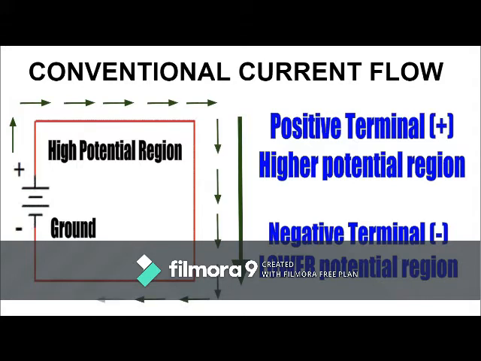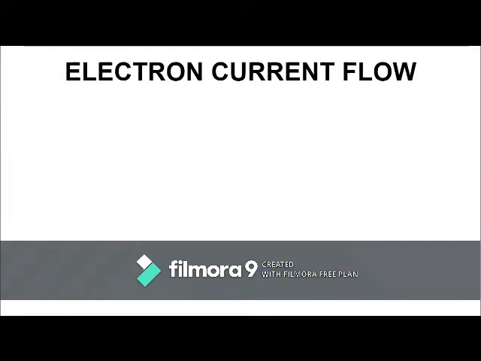It's actually quite easier to understand conventional current flow because it's basically based on logic and how we see things as they are. Now let's move on to the electron current flow. In order for us to understand the electron current flow, we have to review some important information that we've learned in high school.